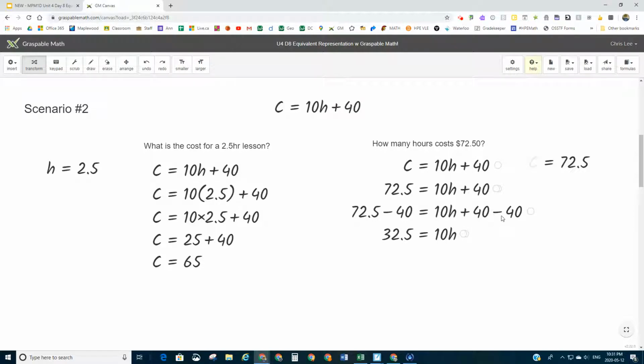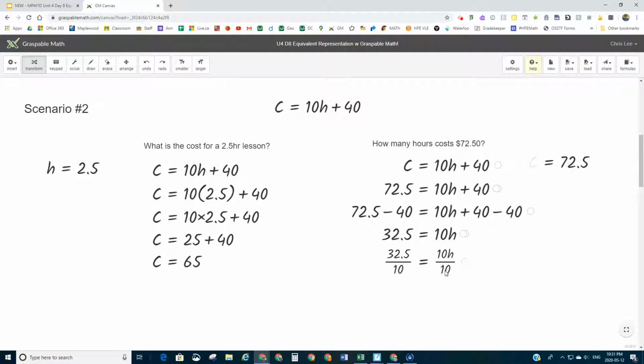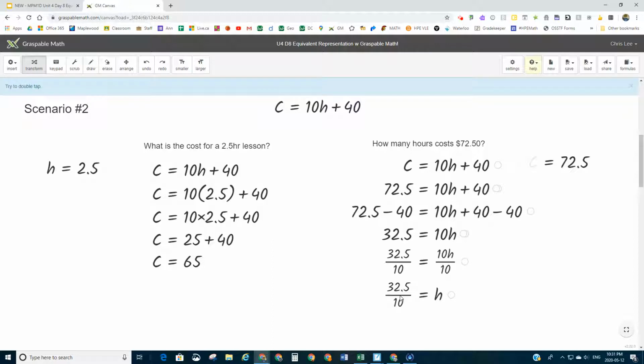So I've just subtracted 40 from this, which leaves just 10H, and subtracting 40 from this side gets me 32.5. I then need to divide both sides by 10, so I'm going to click and hold this equal sign, and I'm going to push divide by 10, and done. You can see that operation. And now I can click on the divide bar to divide. You see it kind of shaking, and there's a little hint here: try a double tap. Because of the decimal, it's confirming that we want to do it. So if I double tap, I'll get that equation. So I think I'm just going to move this up and show both steps in one.